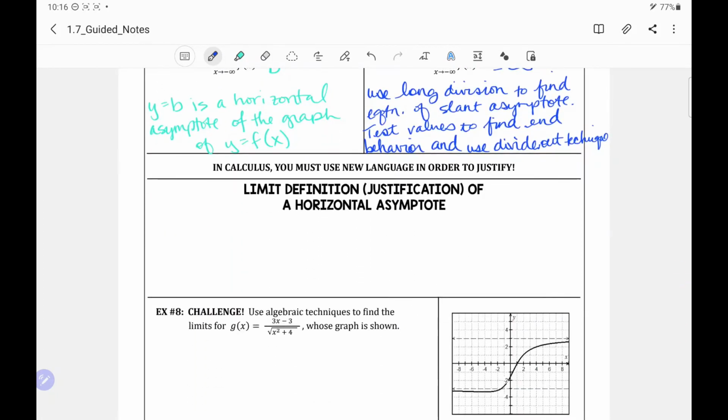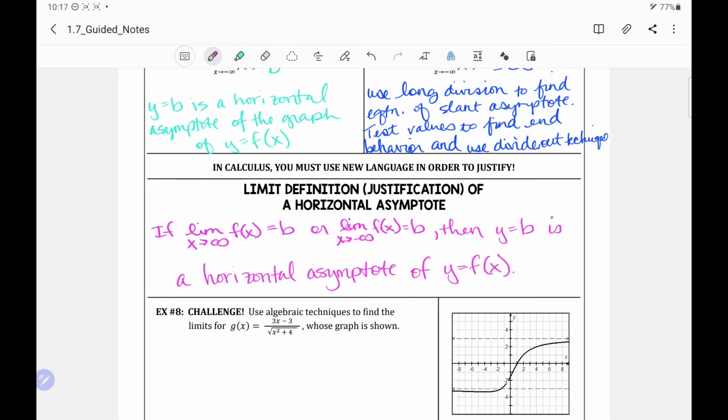So the limit definition, the justification of a horizontal asymptote. If the limit as x goes to infinity of f of x equals b, or the limit as x goes to negative infinity of f of x equals b, then y equals b is a horizontal asymptote of y equals f of x. So this is what we've already seen and sort of talked about. It's just writing it out now as a statement of fact.